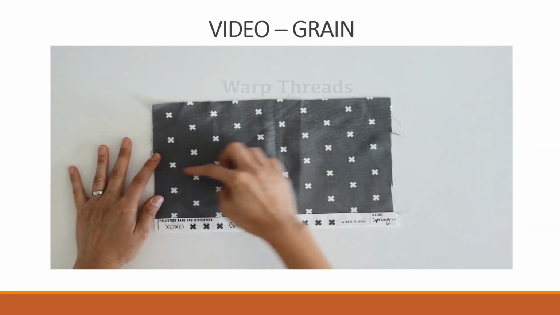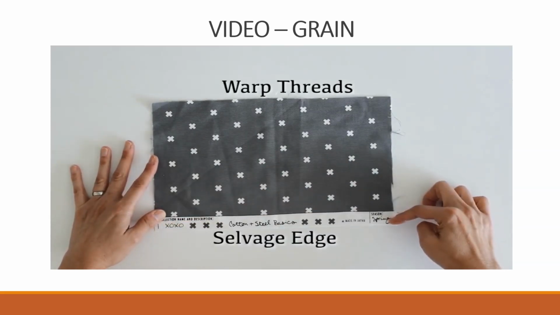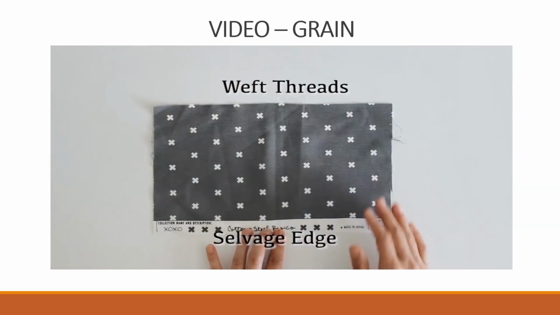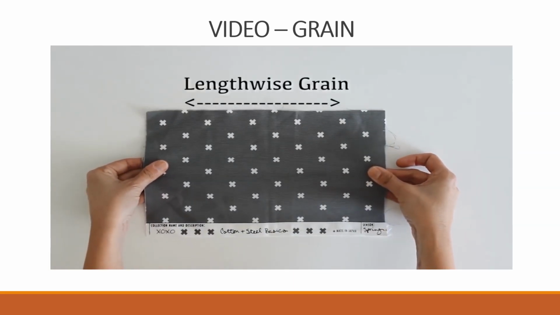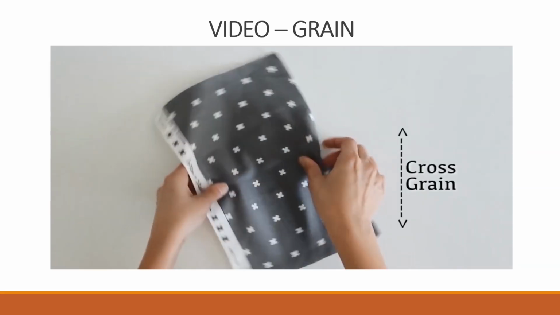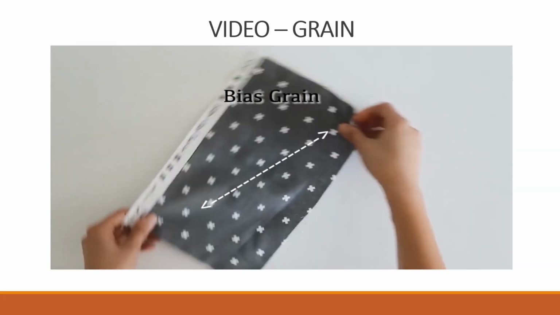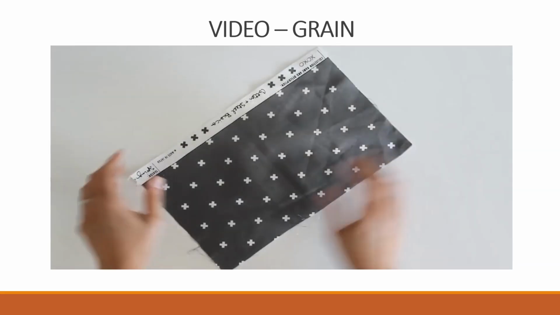But to review, in woven fabric, warp threads run lengthwise parallel to the selvage, weft threads run crosswise perpendicular to the selvage. The lengthwise grain or straight grain has the least amount of give, followed by the cross grain, which has a little bit of give, and then the bias grain, which has the most amount of stretch and give.